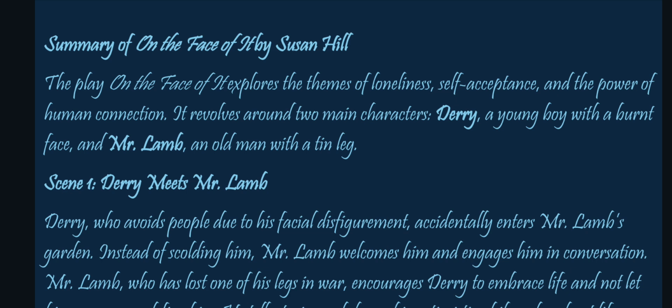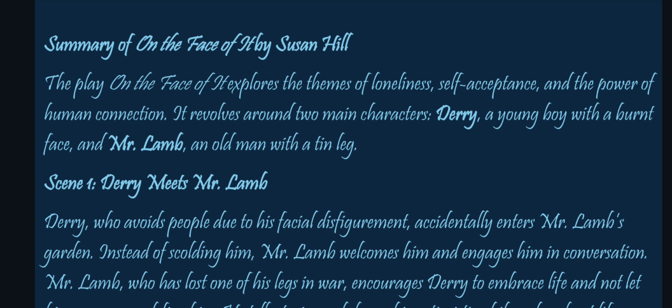On the Face of It by Susan Hill. The play On the Face of It explores the themes of loneliness, self acceptance, and the power of human connection. It revolves around two main characters, Derry, a young boy with a burnt face, and Mr. Lamb, an old man with a tin leg.